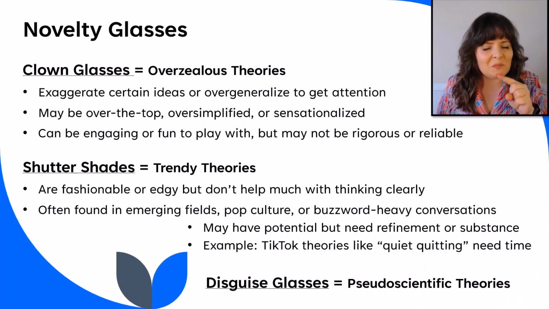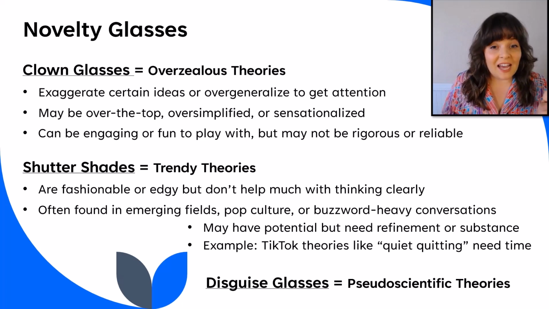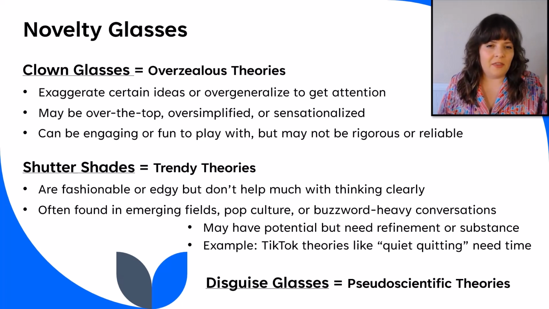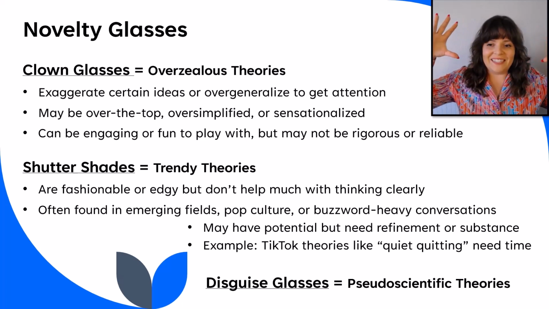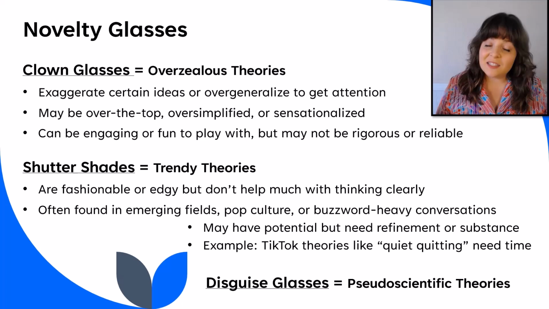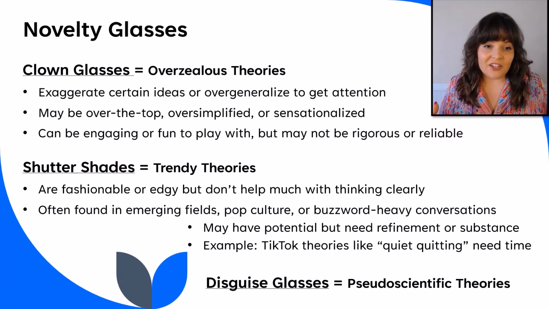And then finally, not all theories are created equal. We have novelty glasses, and we might have different theories. Let's just call them that. We could have clown glasses, so they're extra big glasses, right, that don't even fit on your face, and these might be considered an overzealous theory. They could exaggerate certain ideas or overgeneralize to get attention. It might be over the top, oversimplified, or sensationalized, and these kinds of theories can be engaging or fun to play with, fun to read about in a news article or listen to on a podcast, but they might not always be rigorous or reliable.